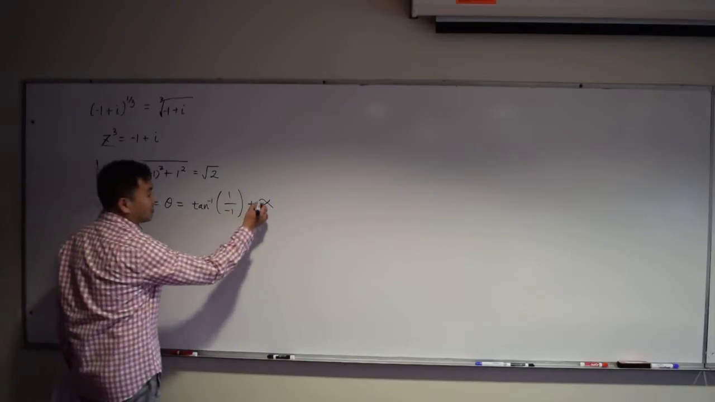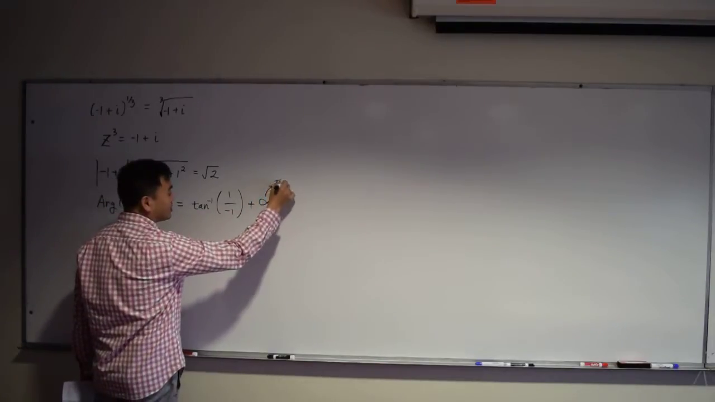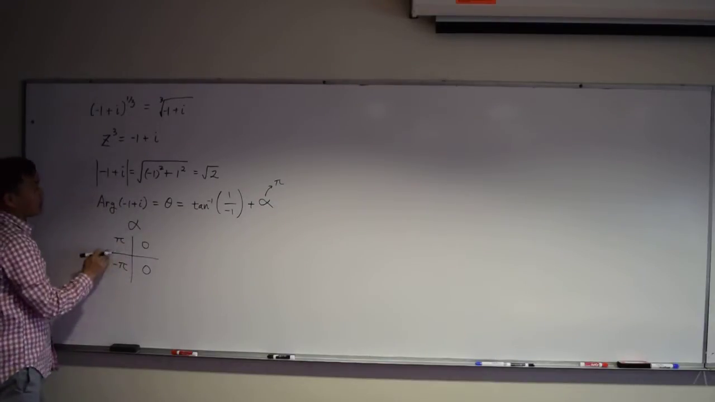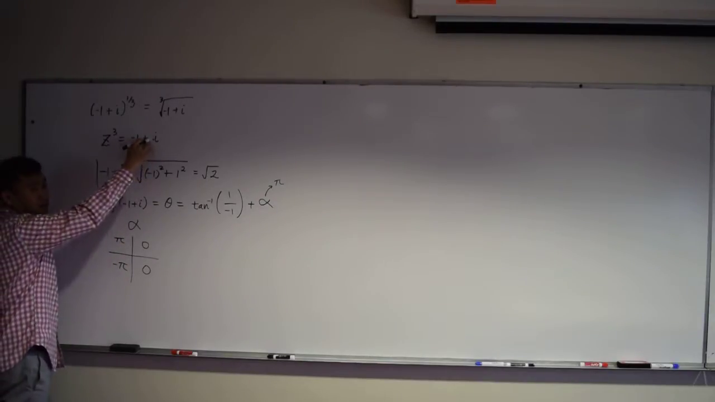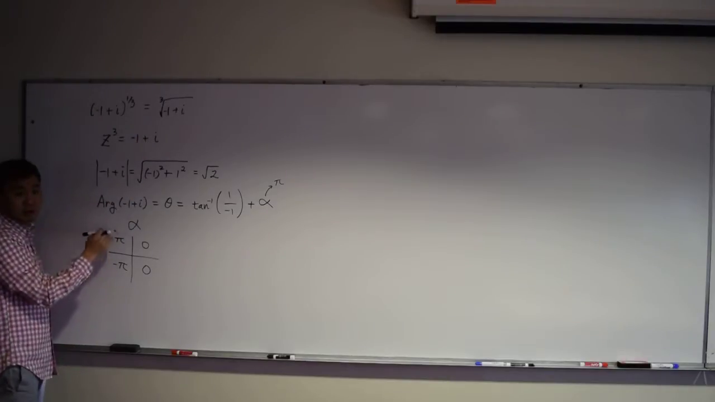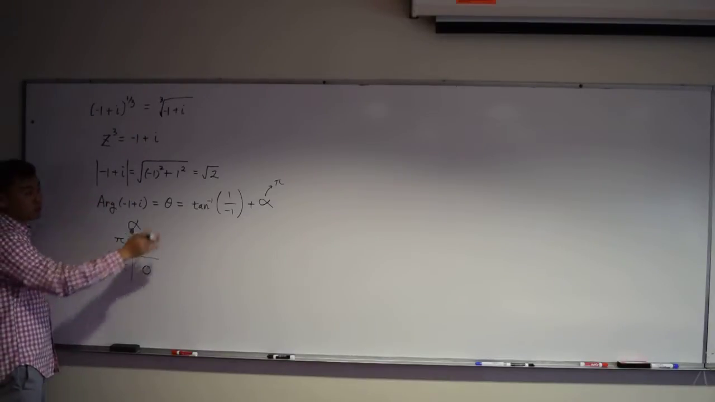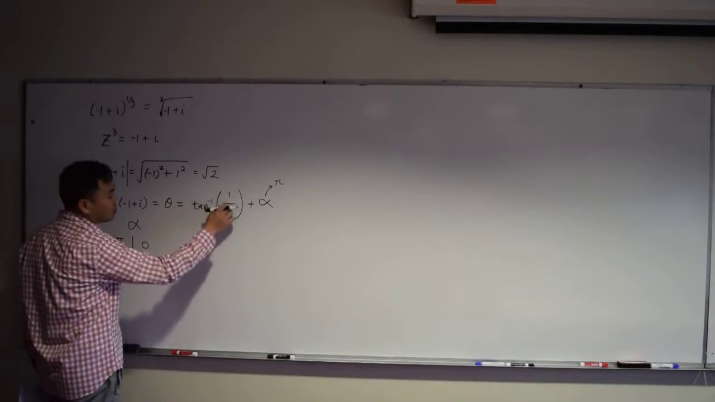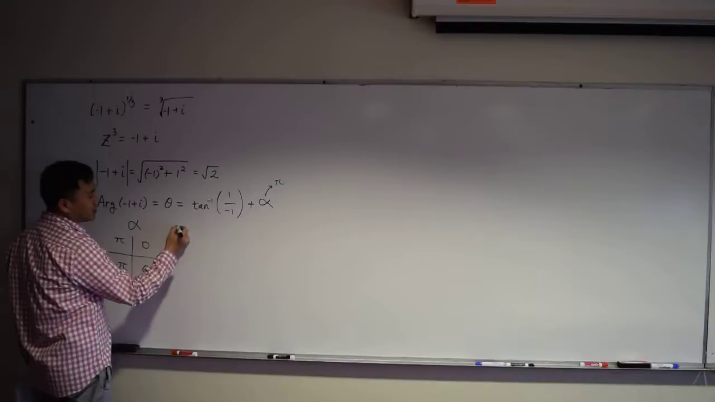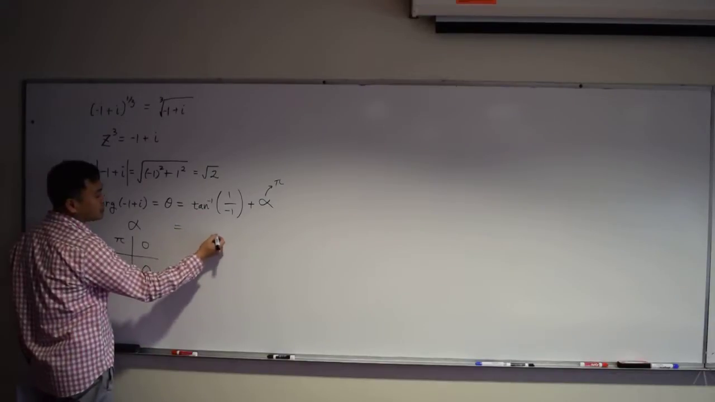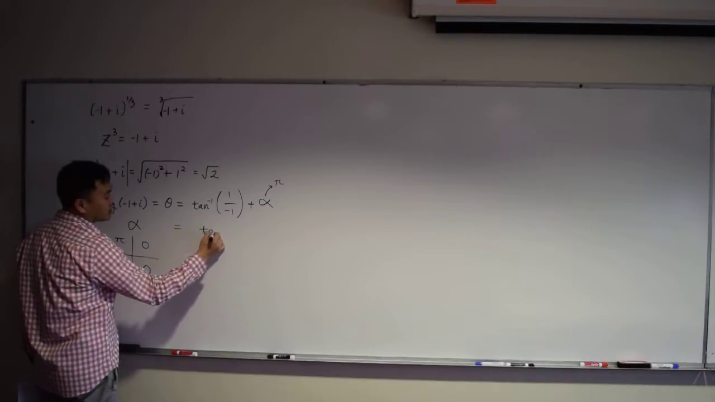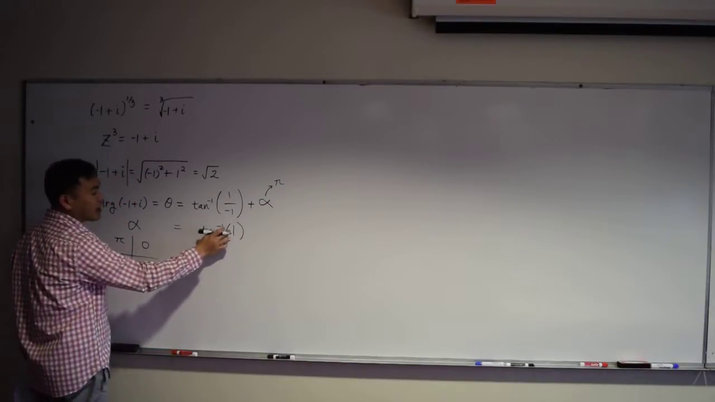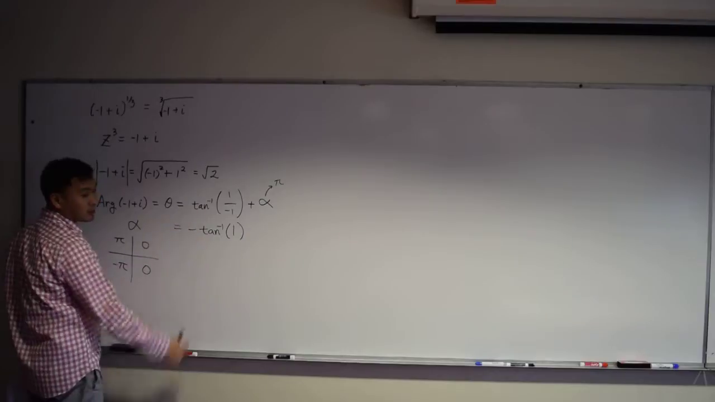So this should be pi. Because negative 1 means you're going left, and i as positive 1 means you're going up by 1. Therefore, you're in the second quadrant. Therefore, you have to add pi. Now this 1 divided by negative 1 is simply negative 1. But tangent has this nice property that if you have a minus inside, you can pull it outside.